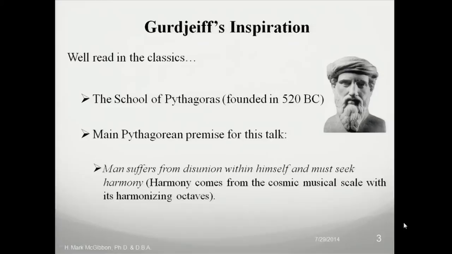They didn't have TVs, they didn't have distractors, so they were looking at the stars all the time. They got into astronomy, and so he said, "Harmony comes from the cosmic musical scale with harmonizing octaves." So I was like, what is that all about? So we go to slide four.